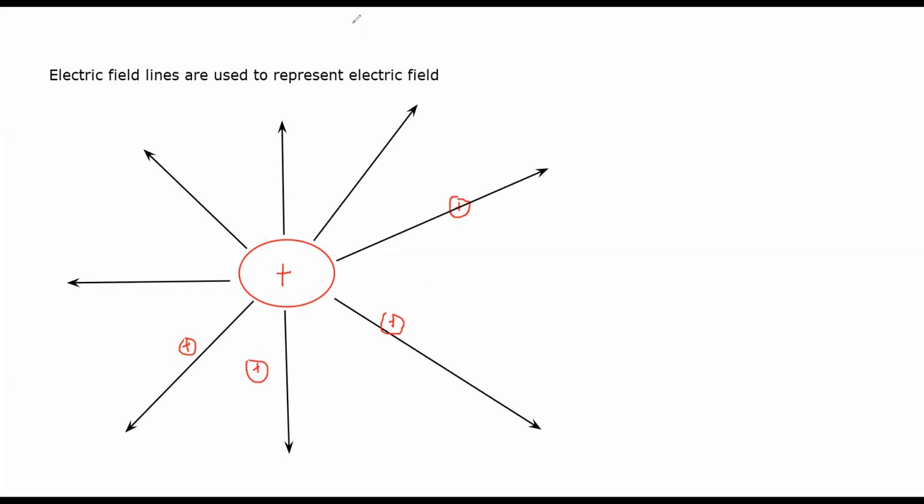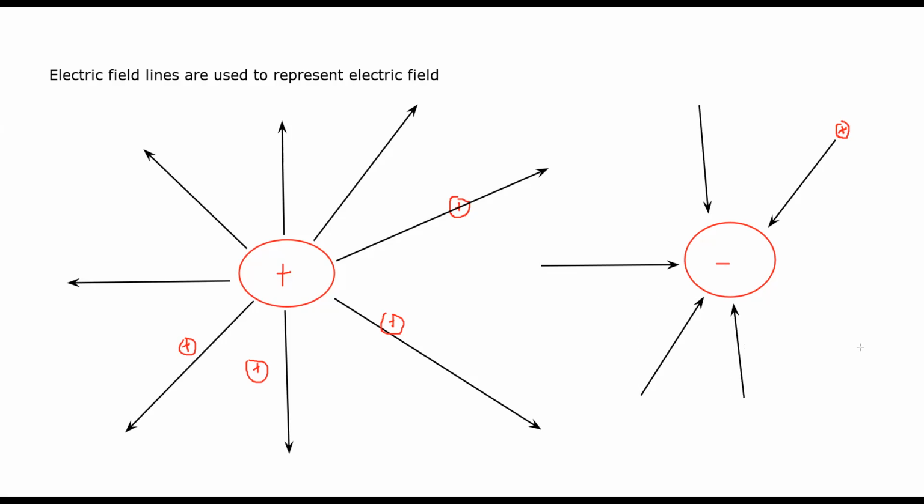But if there is a negative charge and we place a small positive next to this, which direction will this positive charge move? The small positive charge will move towards the negative charge. So we assume that the direction of electric field is always into negative.